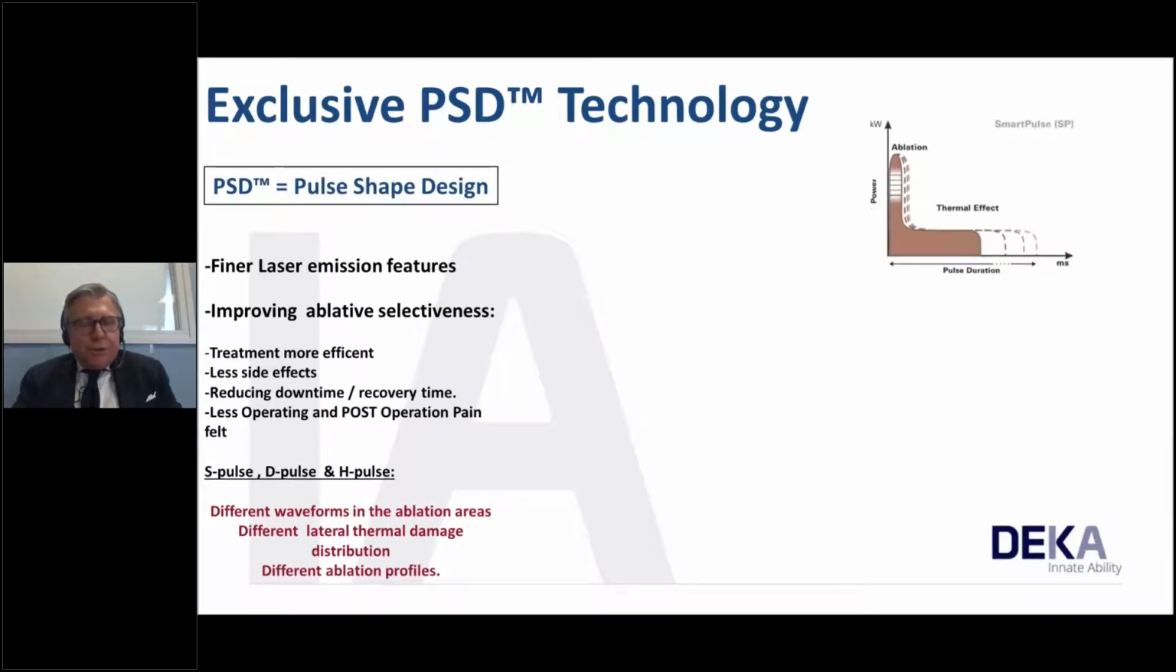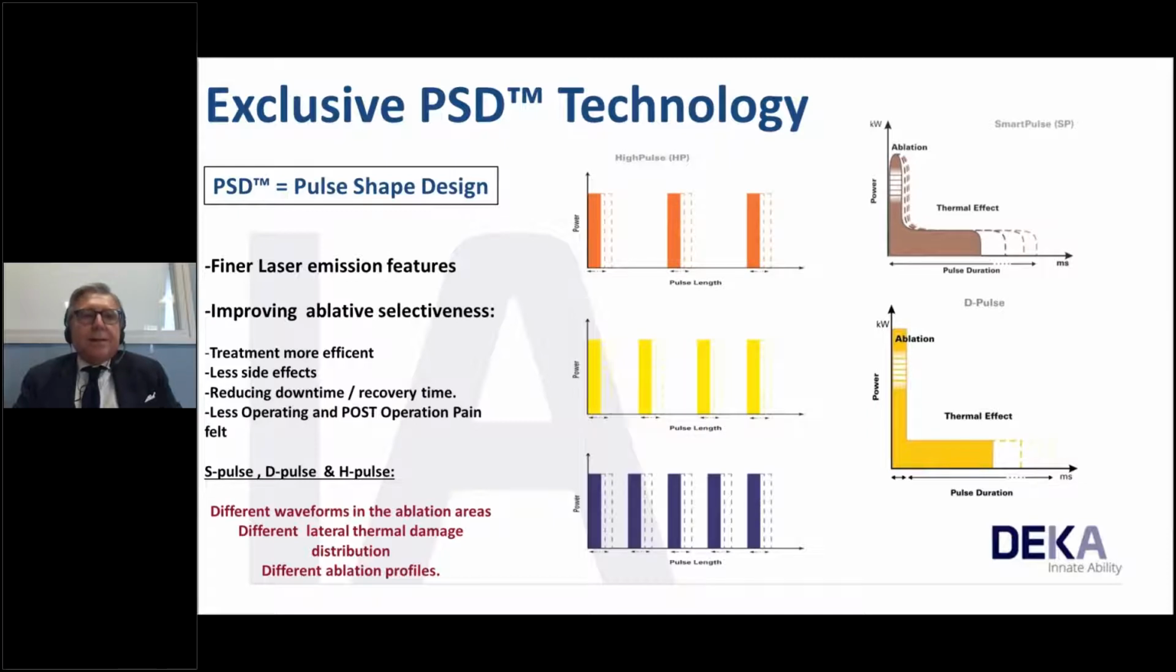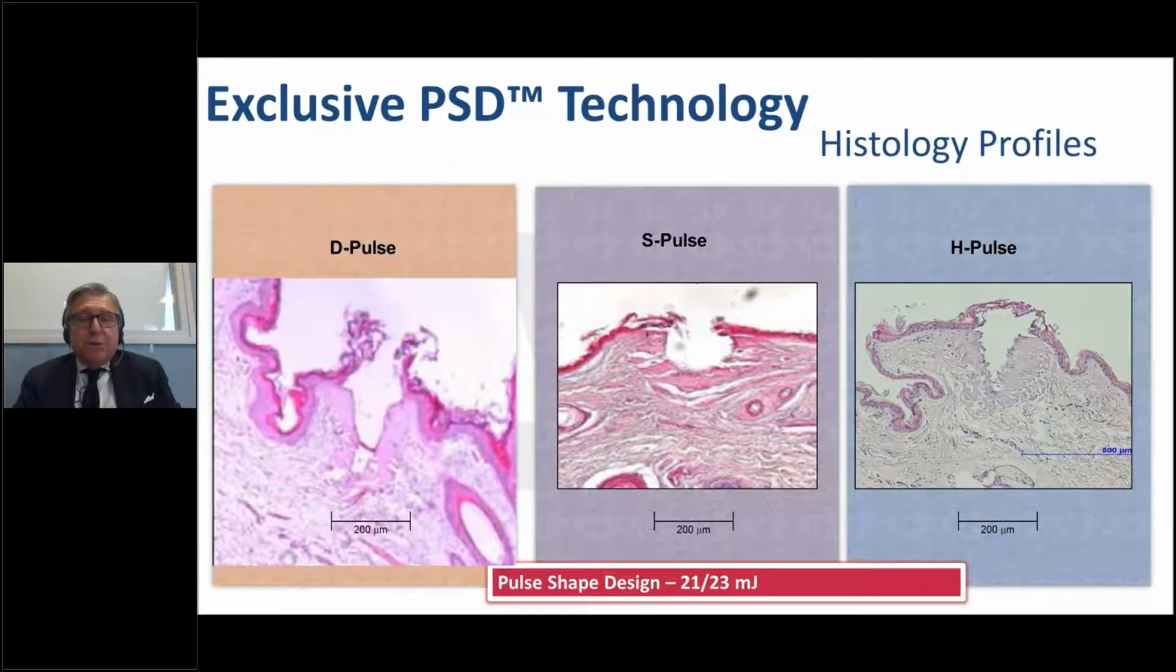Another important feature of this platform is the pulse shape design. This is very, very important because we can choose between these different pulse shapes. With this pulse shape, we have different waveforms of the ablation areas, different lateral thermal damage distribution, different ablation profiles, as we'll see later on in the pictures.